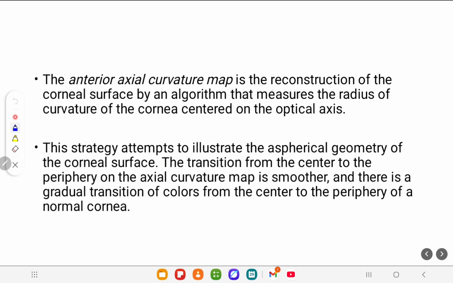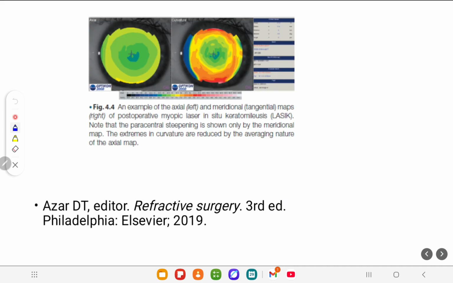So, the anterior axial map is a reconstruction of the corneal surface by algorithm, measuring the radius of curvature of the cornea centered to the optical axis. It is very important. It is one of the axes, not just the optical axis. This strategy attempts to illustrate the spherical geometry of the corneal surface. The transition from center to periphery on the axial curvature map is smoother. It's very important, smoother. And there is a gradual transition of color from center to periphery of the normal cornea. So basically the color transition is also gradual because it's smoother in the case of sagittal.